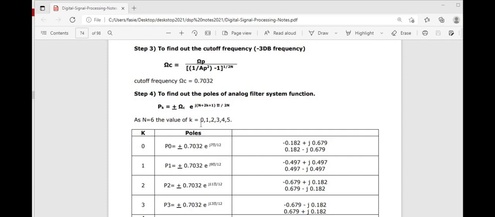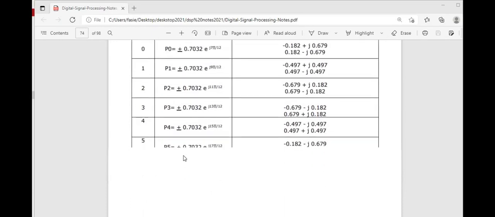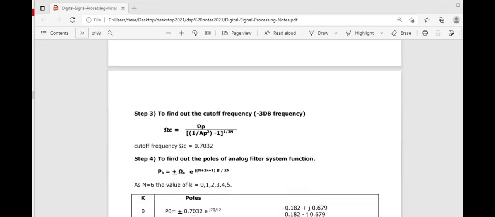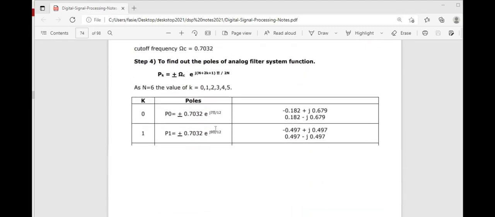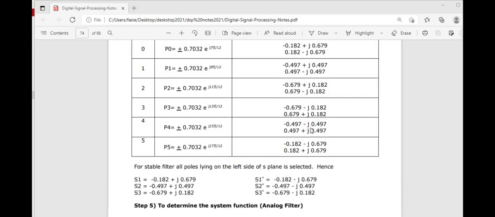I substituted all the values and found the poles starting from P0, P1, P2, P3, so on till P5. Omega c is already there, e power j, n value is 6 plus 2k plus 1 is 7, so 7 pi by 2 times 6, which is 12. Likewise if I substitute all the values, 7, 9, 11, all odd numbers, e power j theta is cos theta plus j sin theta. Substituting that, we can find the relation.